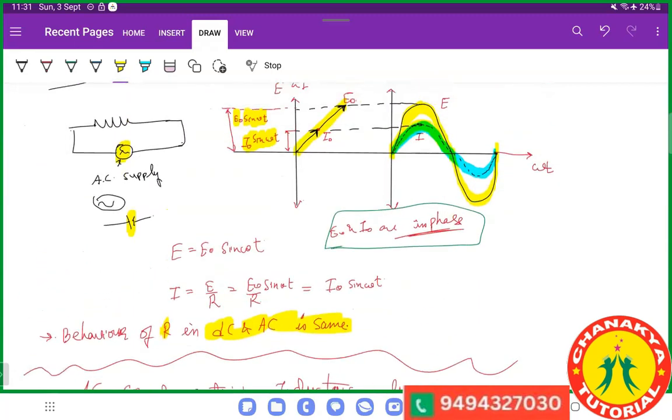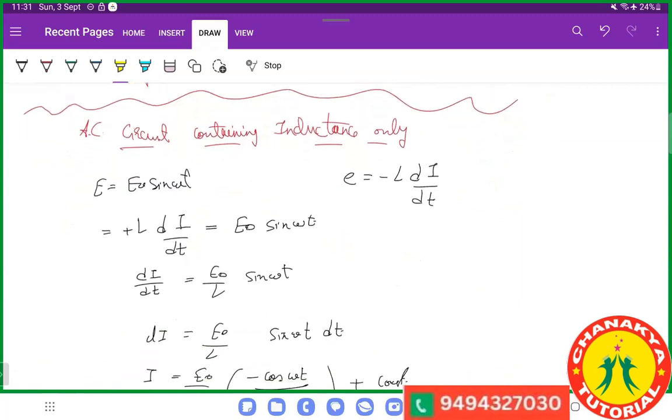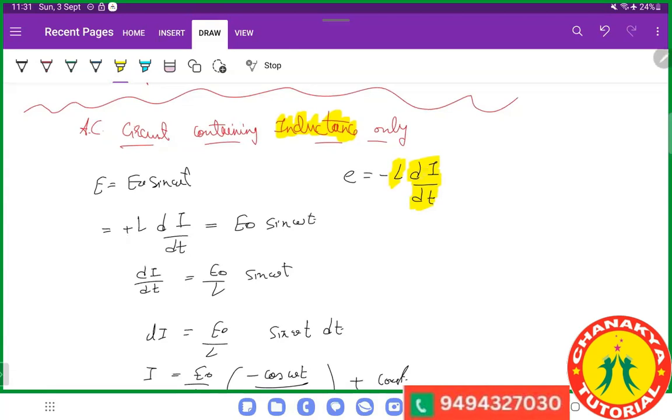Now we will see inductor only. For AC containing inductance only, we need to know one formula, E equals L di by dt. That is a formula from the previous two chapters. So from there we will use this E value.